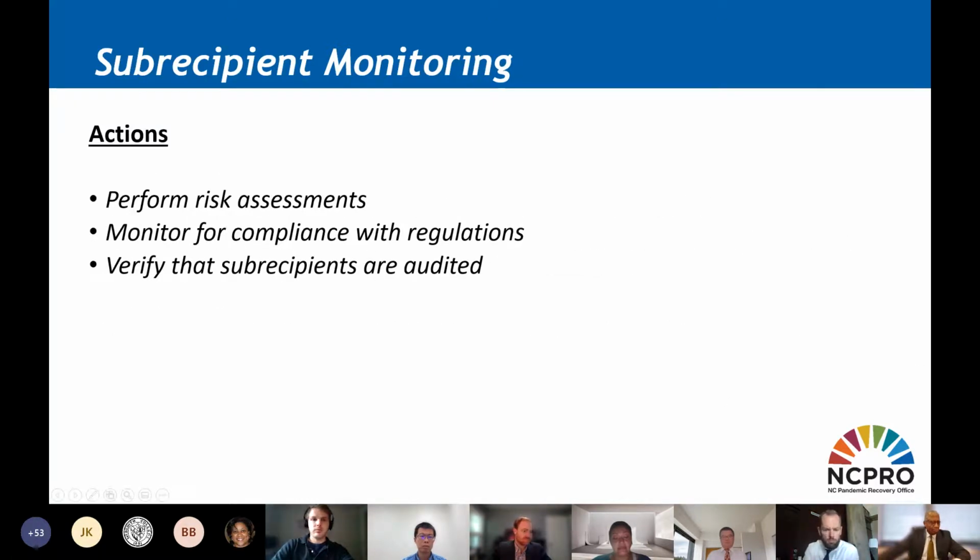So specifically, or to restate that in an abbreviated or simplified form, there are 3 things that are required. 1 is to perform risk assessments. 2, monitor for compliance with regulations. And 3, verify that subrecipients are audited. Next slide.